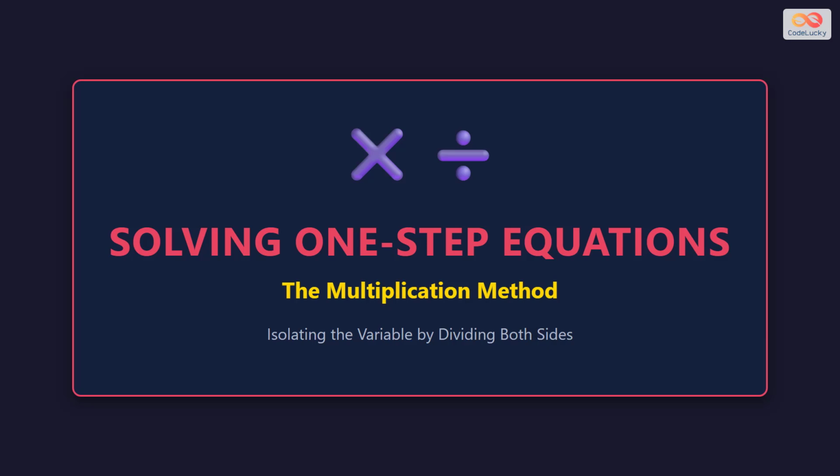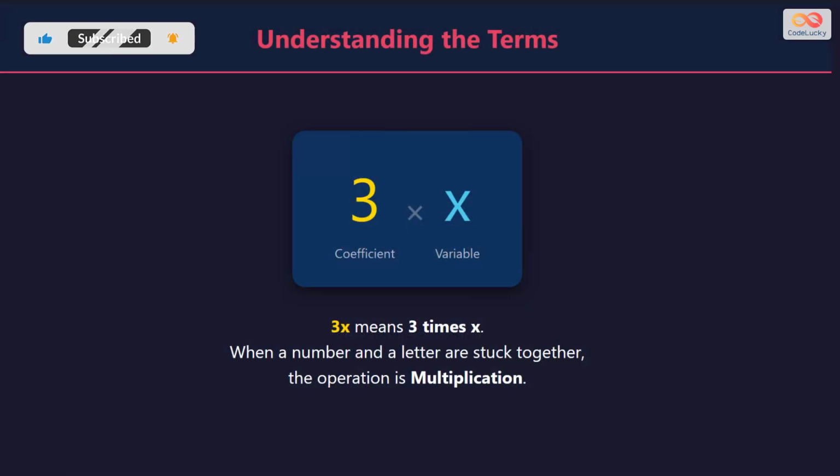Welcome to this lesson on solving one-step equations using the multiplication method. Specifically, we will learn how to isolate a variable by dividing both sides of an equation. First, let's understand what we are looking at.